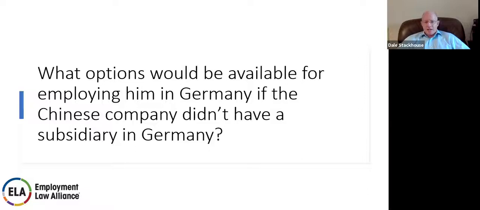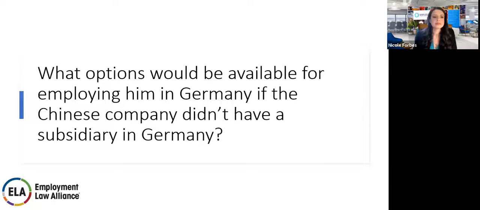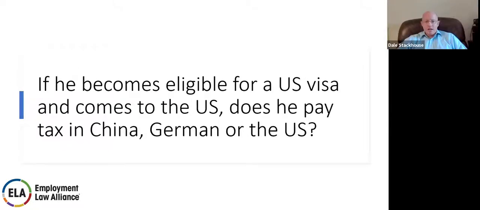The question that leads me to next is, what options would be available for the Chinese parent to employ him in Germany if they don't have a subsidiary in Germany? And I want to make sure we're staying on schedule here today, but the options there, I think, are very much like the options, Nicole, that you raised for our original India to Canada issue. And although the answers may be different, I don't think the questions are any different and the criteria are any different. So I want to make sure we have time to talk about some tax issues. So I'm going to move on.